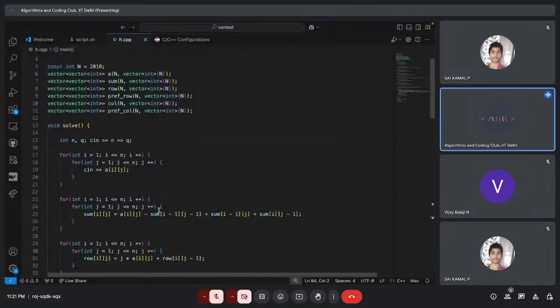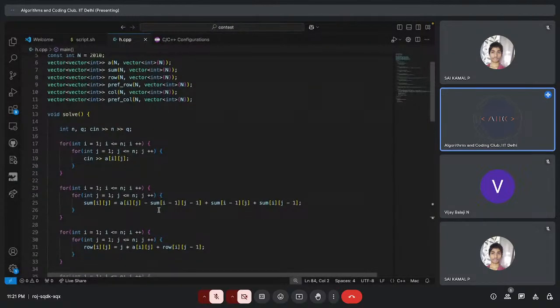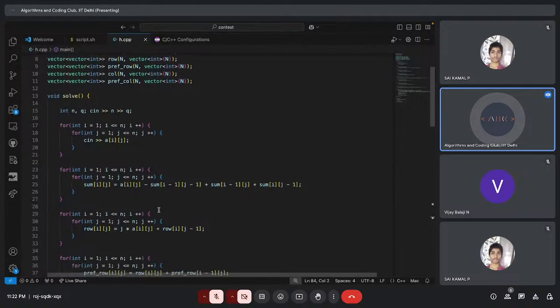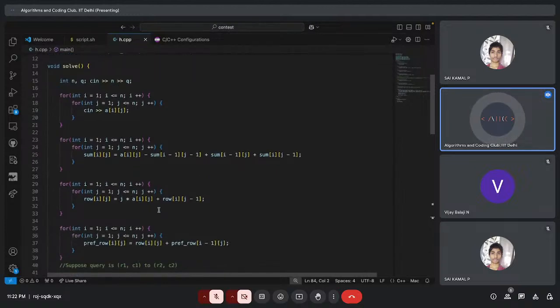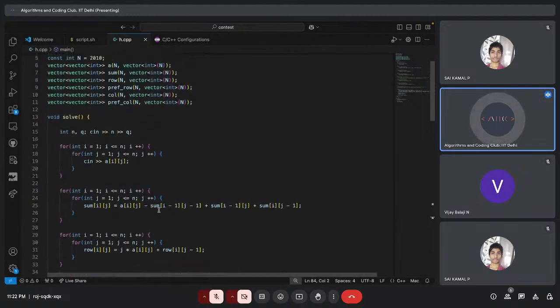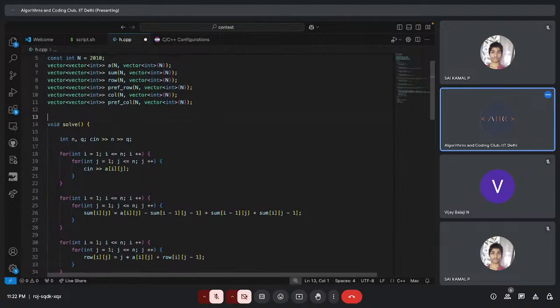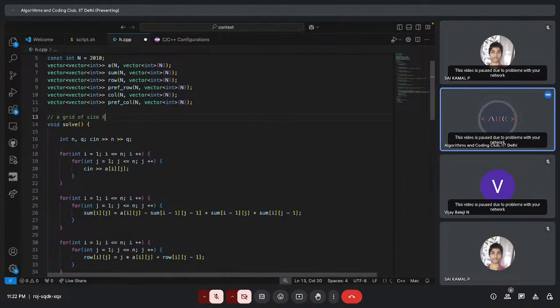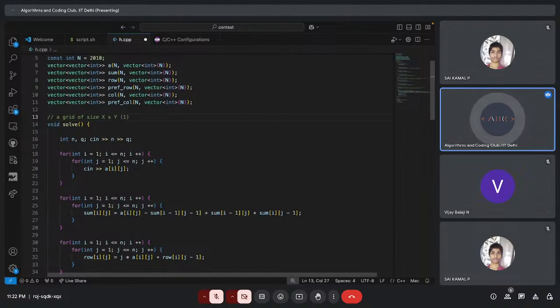Okay, so I would be explaining problem H. This problem did not involve any sophisticated techniques but had a lot of mathematical manipulation. The basic statement of the problem was we are given a grid of size x into y, with row indexing from 1 to x and column indexing from 1 to y.